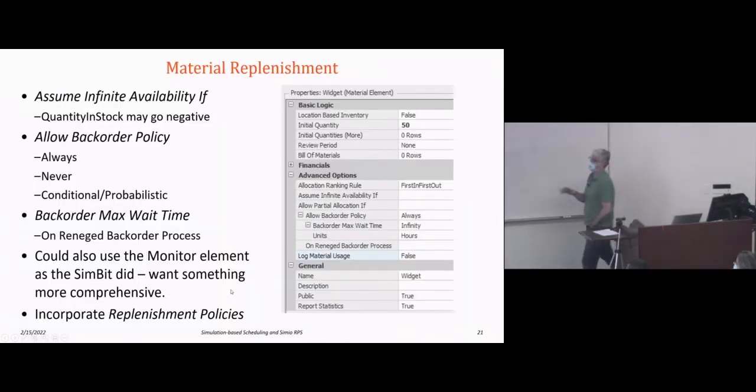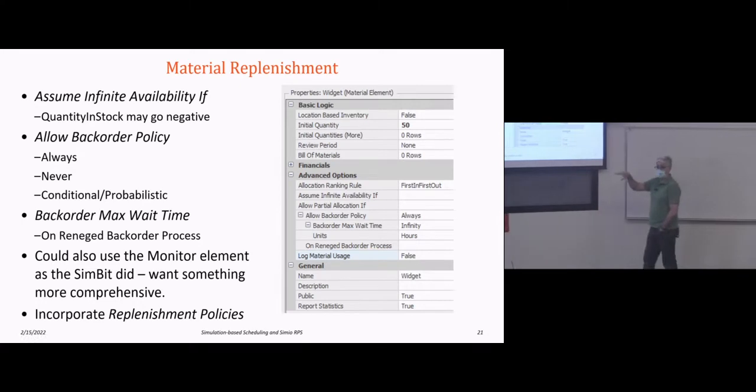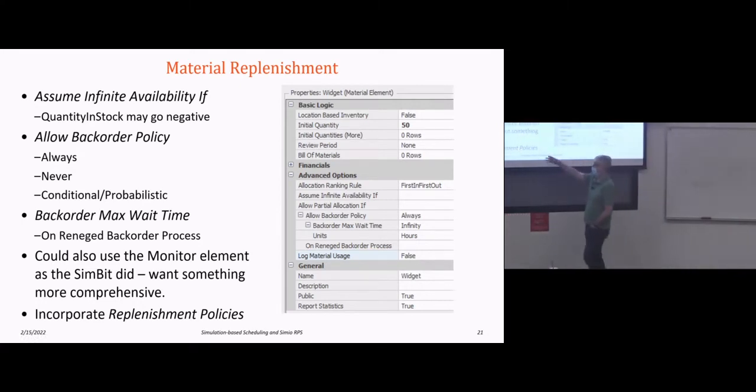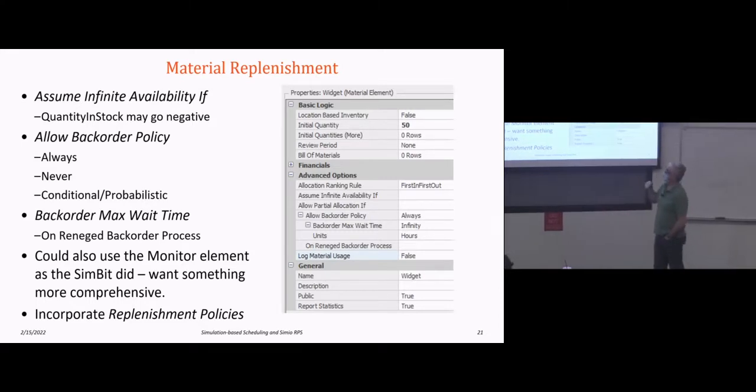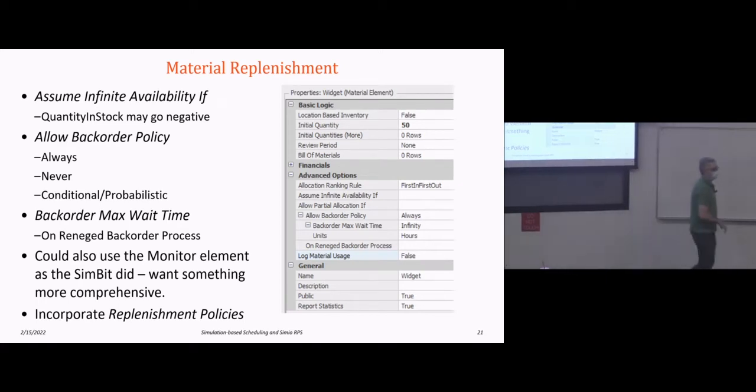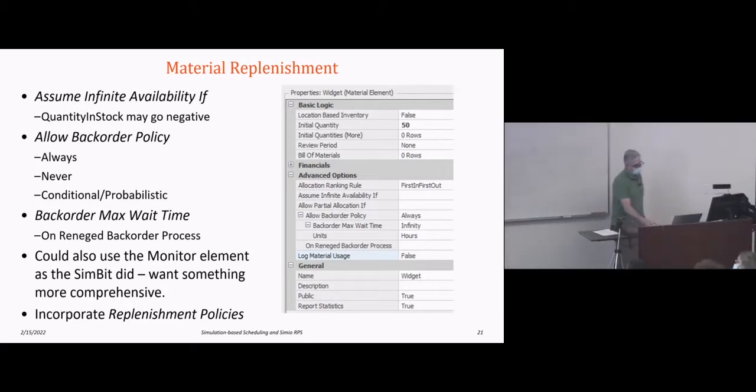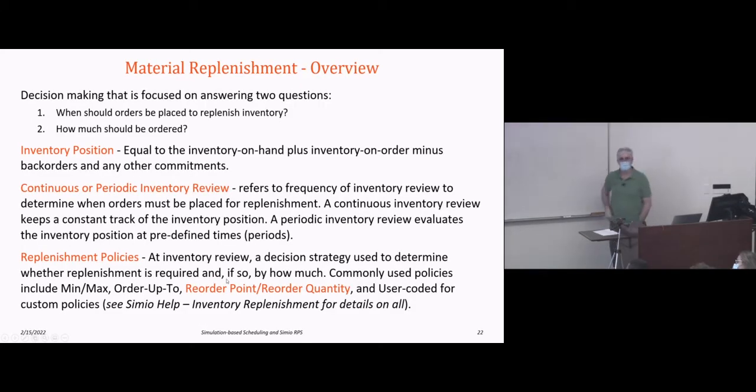And for replenishment, I could use that monitor element just like we did in the Simbit, right? So if I want to replenish, I could use the monitor element and create a process and trigger and all of that kind of stuff. Here we want to do something a little bit different. We want to look at a much more comprehensive replenishment policy. Okay, I want to do an inventory replenishment policy. So we have to look at what we mean by replenishment policy.